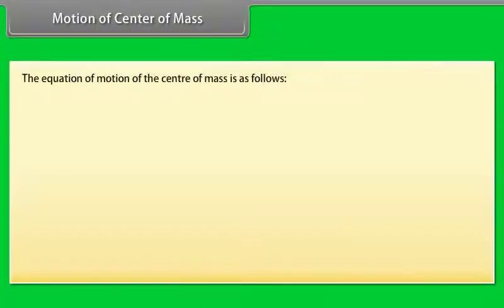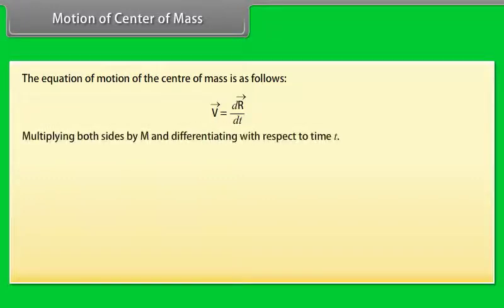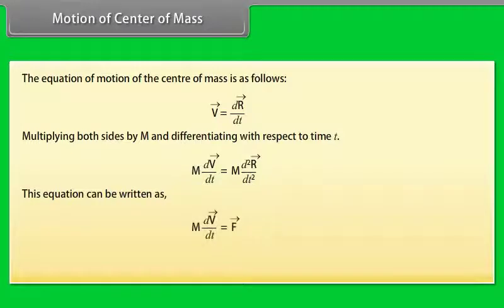Motion of center of mass. The equation of motion of the center of mass is as follows. v vector is equal to dr vector by dt. Multiplying both sides by m and differentiating with respect to time t, we get m dv vector by dt is equal to m d square r vector by dt square. This equation can be written as m dv vector by dt is equal to F vector.